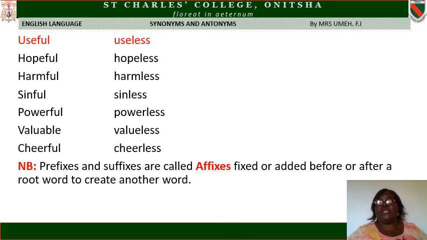But I want you to note that prefixes and suffixes are called affixes. Affixes are those letters or group of letters that are fixed before the root word or at the end of the root word. Once you fix them at the beginning of the root word, they will be called prefixes. If you add them at the end of the root word, they will be known as suffixes. Therefore, prefixes and suffixes are called affixes.